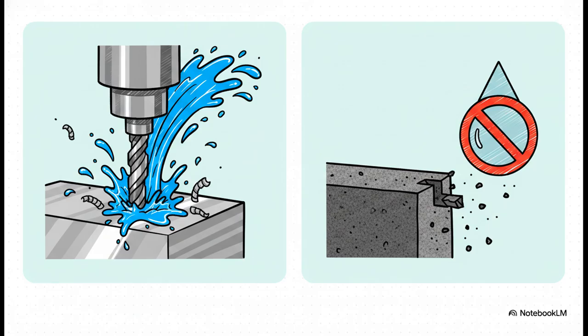And then we have our coolant strategies, which are just as vital for lubrication and temperature control. Just look at 316 stainless steel. Hitting it with through-spindle, high-pressure coolant is often the absolute only way to keep the tool from overheating.